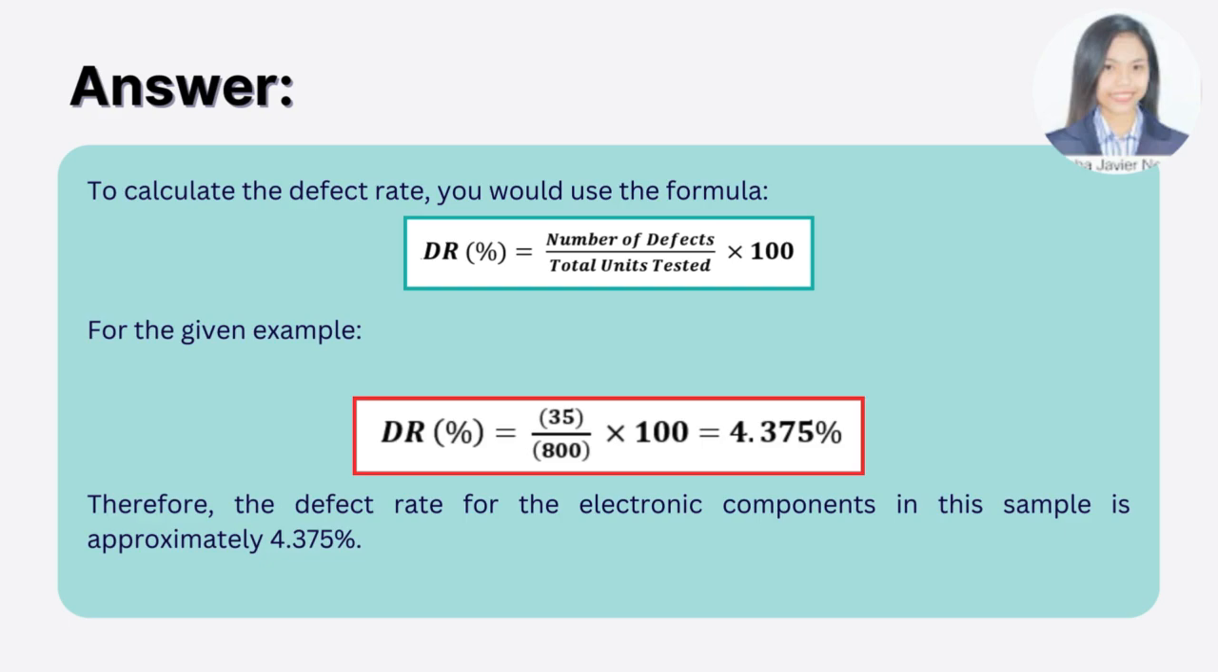Now, in terms of implications for the quality management system, a defect rate of 4.375% suggests a noteworthy proportion of units with defects. This may signal the need for a thorough examination of the production processes, supplier quality, or material inputs. The quality control team should consider implementing targeted improvements such as enhanced testing protocols, process adjustments, or employee training to bring the defect rate within acceptable industry standards. This information is necessary for informed decision making to maintain or enhance the overall quality of the electronic components produced in the manufacturing facility.